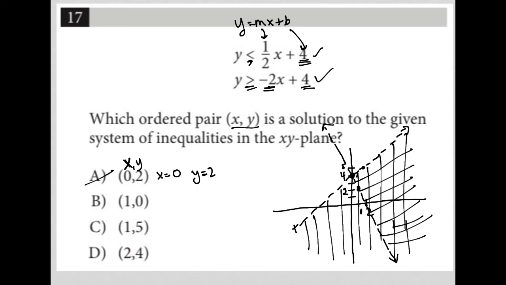Now, which answer choice is inside of that grid? Well, we know A is gone, but let's just check to make sure. 0, 2, and I'll use a different color. 0, 2 is right here, so that's not inside of there, so that's out. 1, 0 is here, so that's out. 1, 5 actually looks like it's on the line, so that's out. And 2, 4 is actually right here, which is within that grid, which makes D the correct answer.